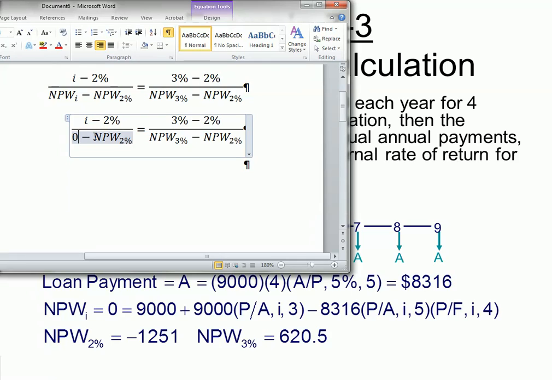1251. And so if we plug in the negative 1251, then it turns this negative into a positive. So plug in negative 1251. And then here, instead of net present worth of 3%, we're gonna have 620 and a half. And then again here, instead of negative 2%, we're gonna have negative 1251.